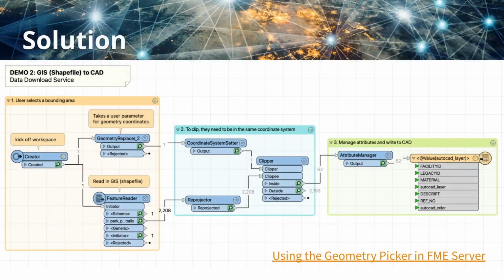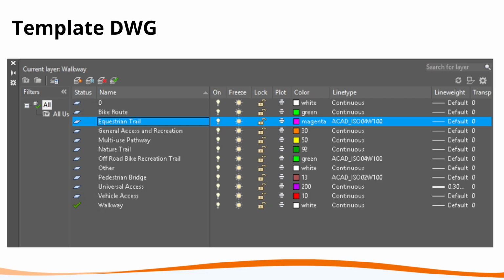So this is just a screenshot of that same workspace. I've attached a link there that, when you access the slides, you can get to the tutorial that creates this kind of workspace using the geometry picker in FME Server if you wanted to do something similar. And this is a screenshot of the template DWG I used. While I was in the workspace, I should have shown this as well, but in the writer, I've used the template DWG. You might have noticed that I didn't have any DWG stylers or styling transformers, and that's because of this template. I've already set my layer names, my layer colors, and line types and line weights here, so I didn't have to do that in the workspace.